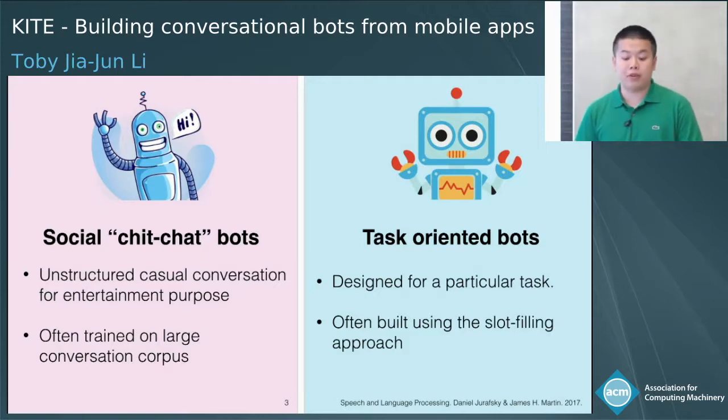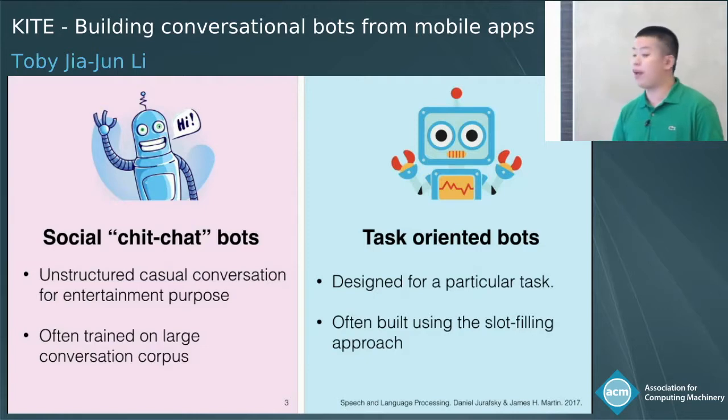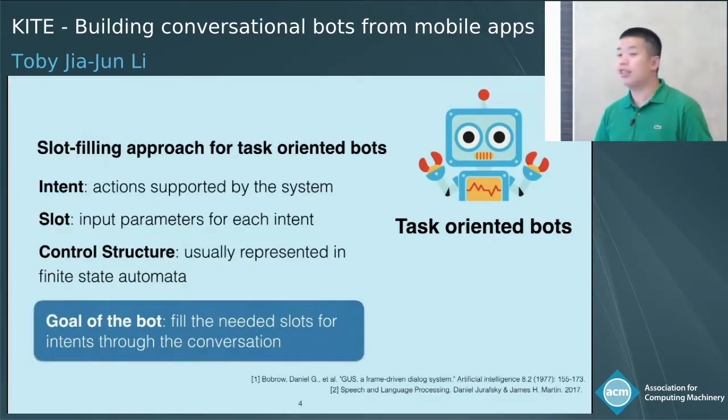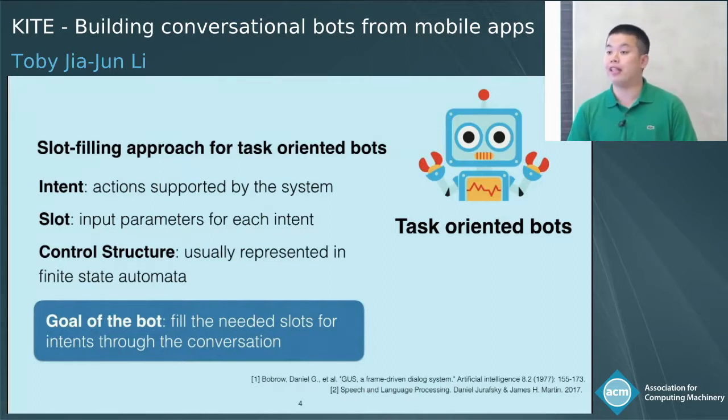State-of-the-art chit-chat bots are usually trained on large conversational corpus in an end-to-end fashion. In this paper, we focus on task-oriented bots. Most task-oriented bots are built using the slot filling approach, where the conversation is structured, unlike the end-to-end corpus-based approach used in the social chit-chat bots. The structures in the slot filling approach can ensure all the constraints and dependencies in the task.